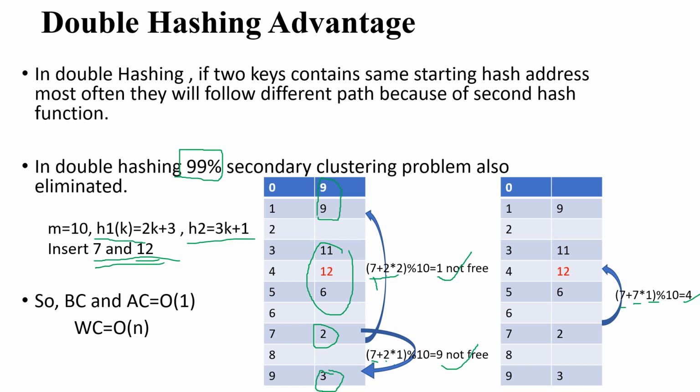That's the reason the best case and average case time complexity is O(1). But double hashing still has one problem: its worst case time complexity is also O(n). This is the disadvantage of double hashing, and that is resolved by perfect hashing.